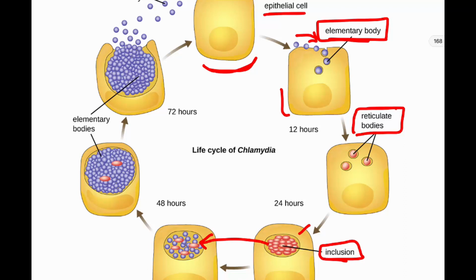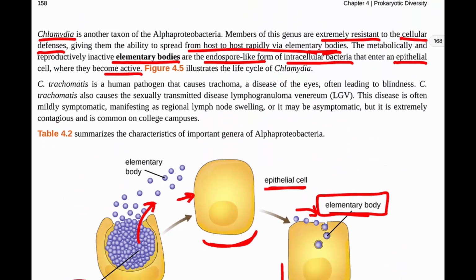lots of them, and then these elementary bodies are going to burst out of the cell and then infect the next epithelial cell. So they have to be within there, and this is the life cycle of the chlamydia. So remember, you have to have the life cycle within a cell. Otherwise, it's not able to live outside of the cell. It cannot live on its own.